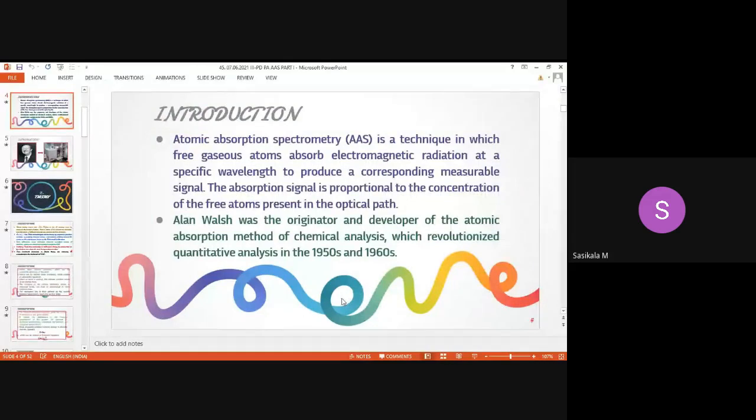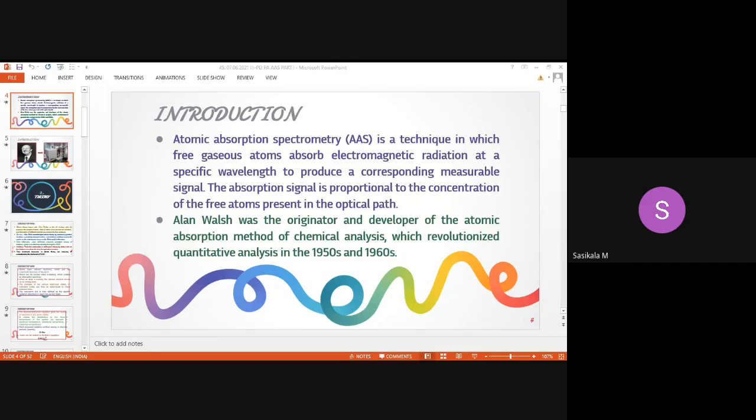Who discovered atomic absorption then? Alan Walsh. And where does the absorption take place? At the atomic level. What type of atoms are absorbing the radiation? Heavy metals. Metals, generally. What type of metals? Alkali metals and alkaline earth metals.